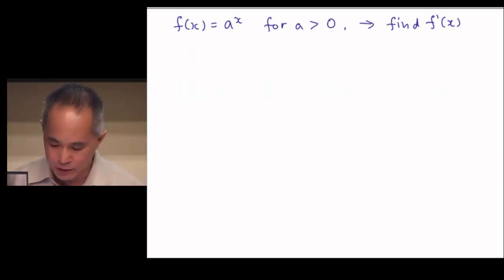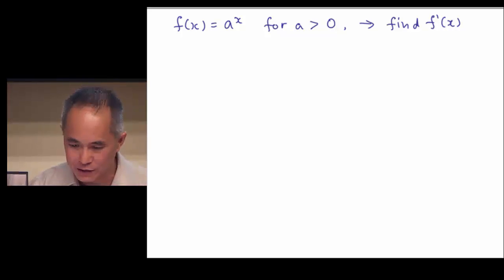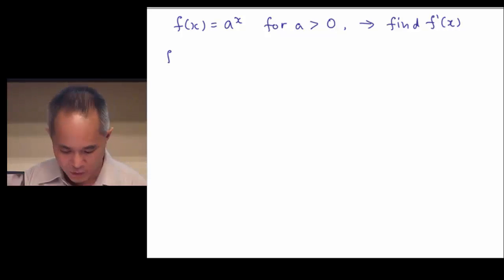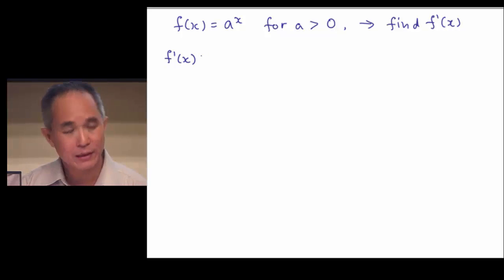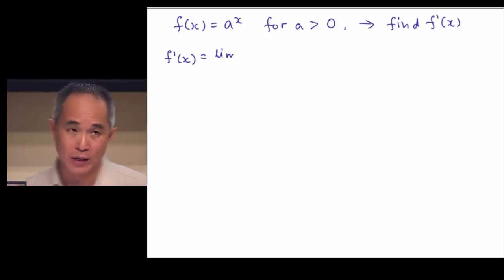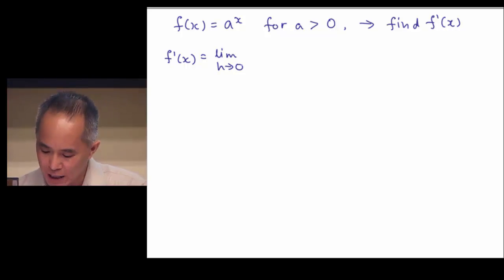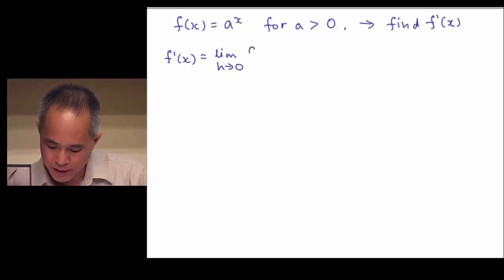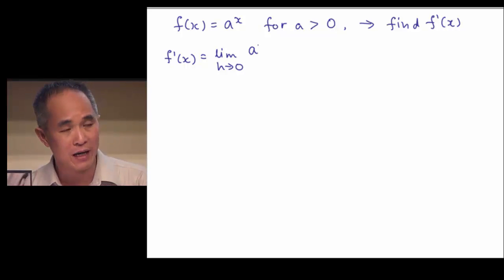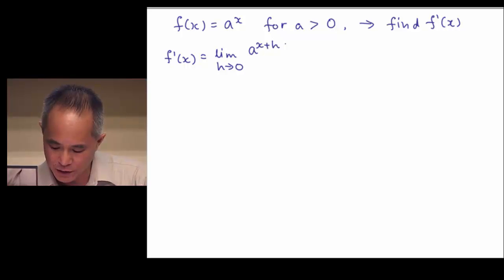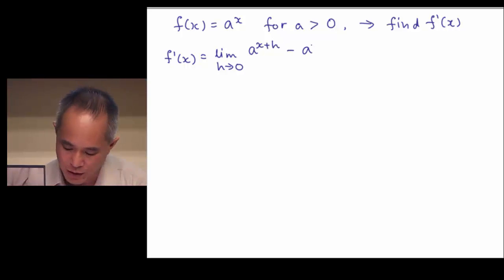I will discuss the next example here because this is a little bit more interesting. So suppose you are given function f of x equals a to the x, where a is some constant base bigger than 0, and you want to find the first derivative of f with respect to x. Again, if you use the definition, that's the limit as h tends to 0.